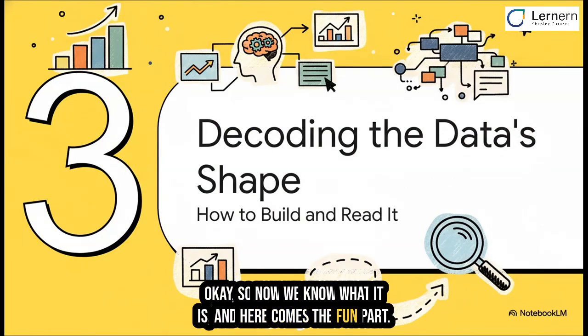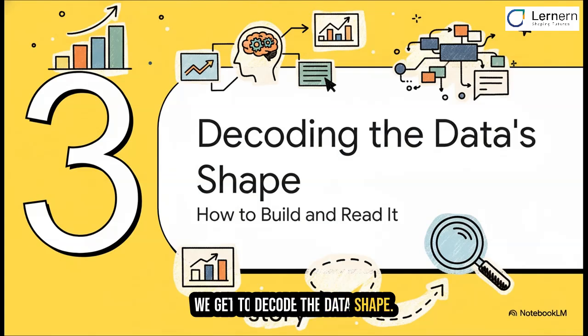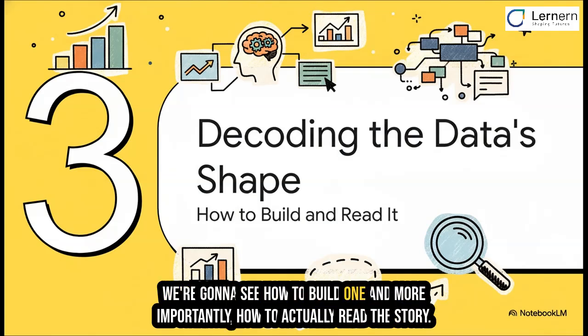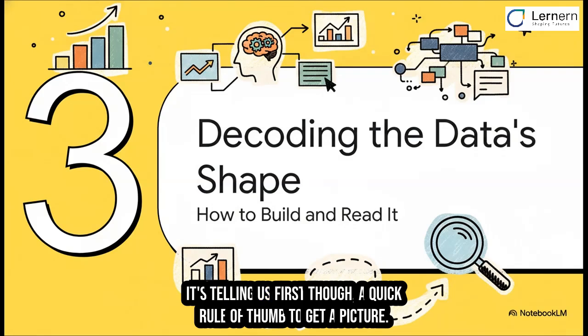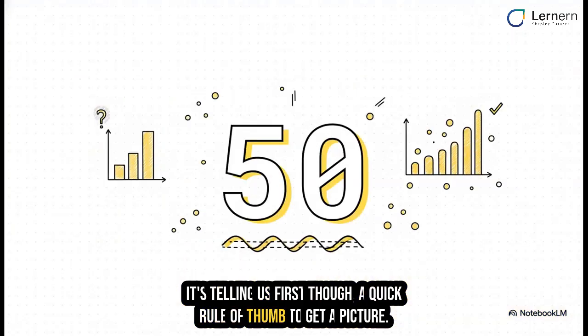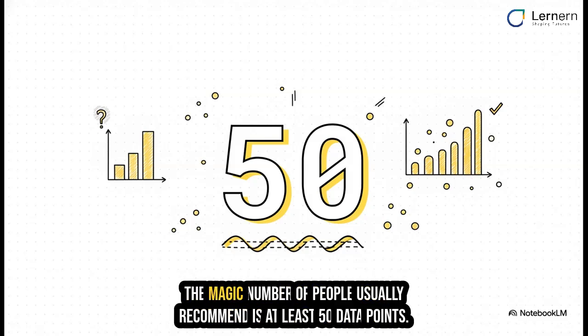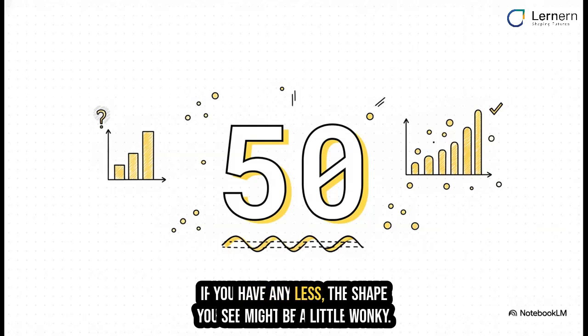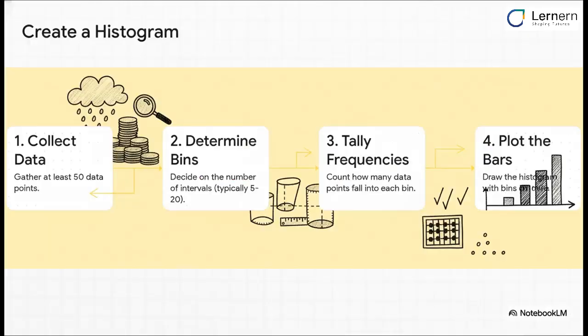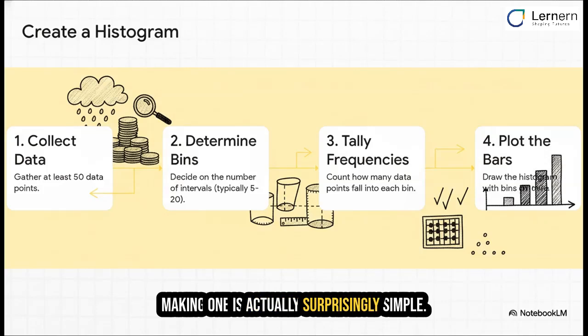And here comes the fun part. We get to decode the data shape. We're going to see how to build one, and more importantly, how to actually read the story it's telling us. First, though, a quick rule of thumb. To get a picture you can actually trust, you need enough data. The magic number people usually recommend is at least 50 data points. If you have any less, the shape you see might be a little wonky. It could be misleading.